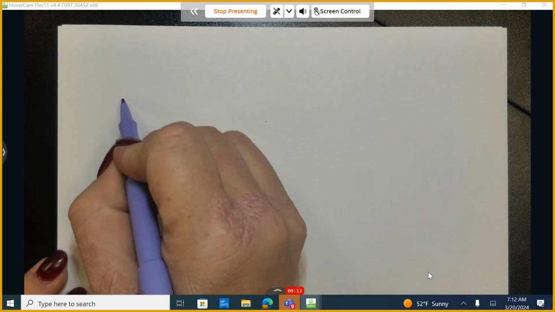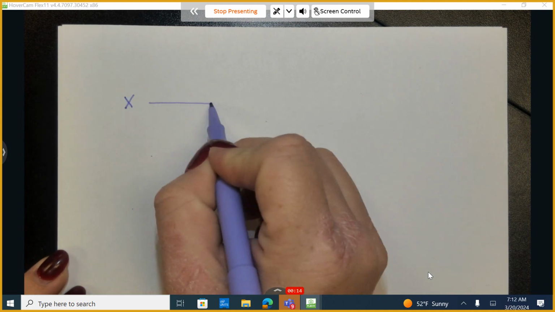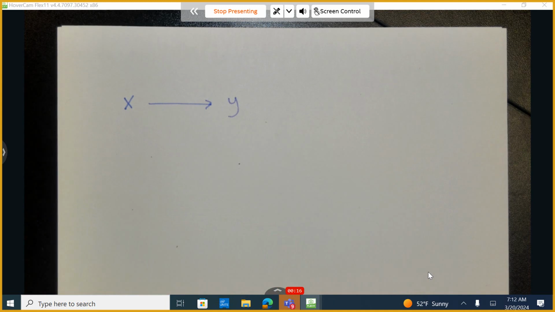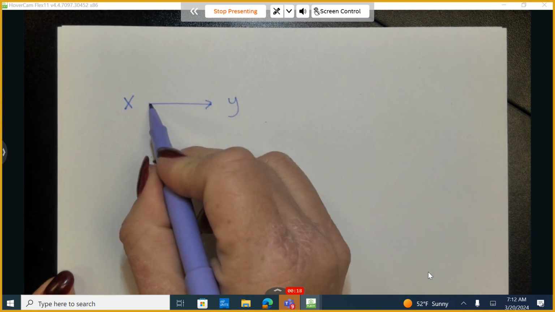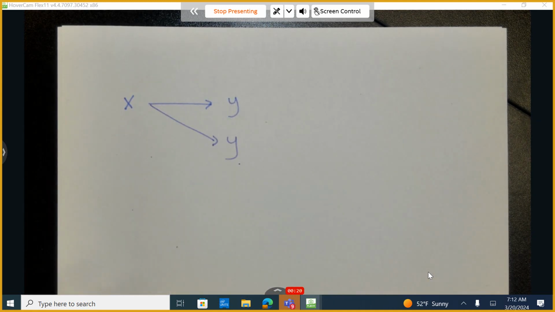When we're given a relation, that relation may look like a graph, or it may be a set of data points. When we look at it, we want to test to see: does every x belong to a maximum of one y? This x cannot belong to two different y values.